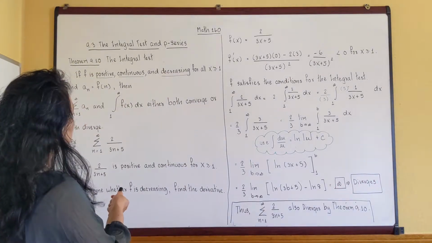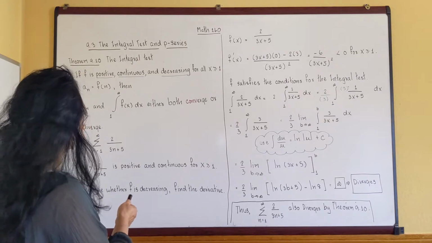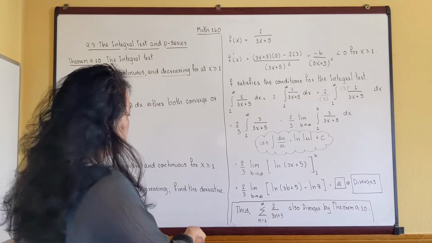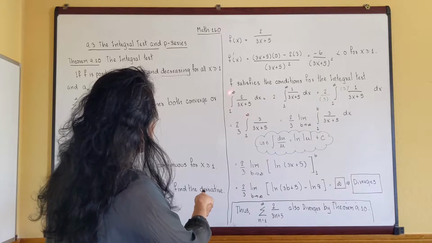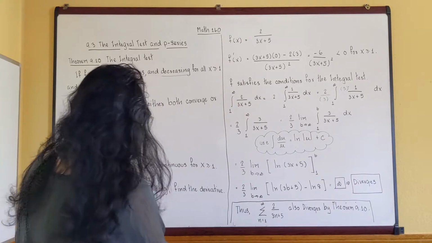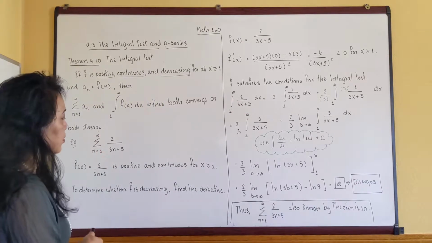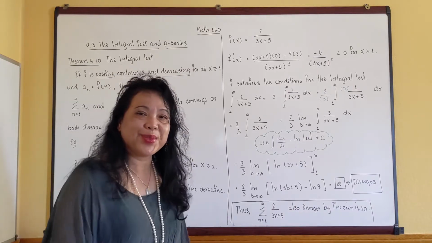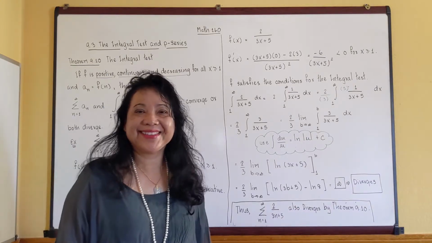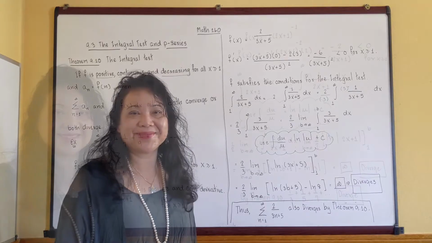As the theorem says, they both have to either converge or diverge. Since I proved that this diverges, our original sum diverges as well from Theorem 9.10. Alright, see you in the next example.